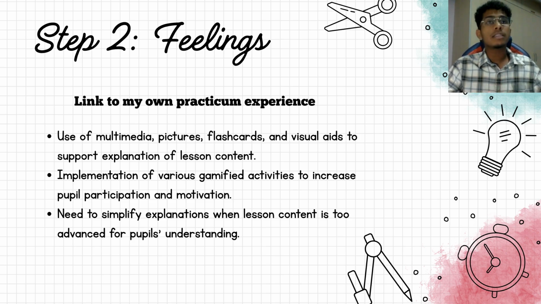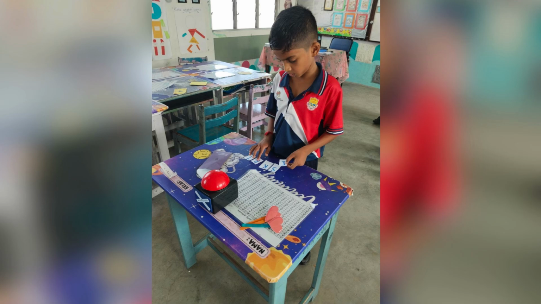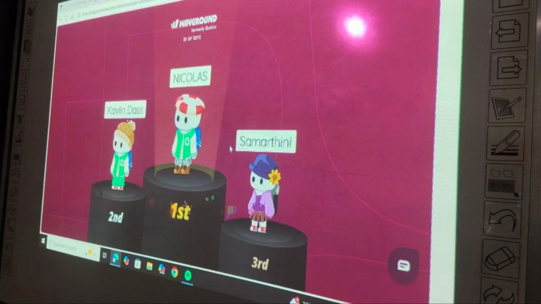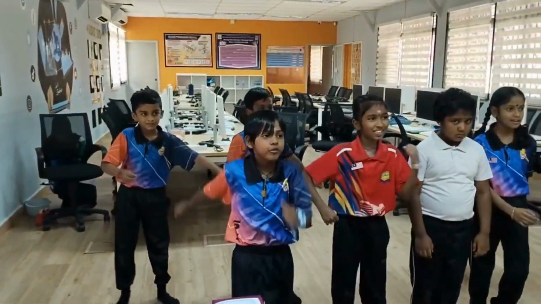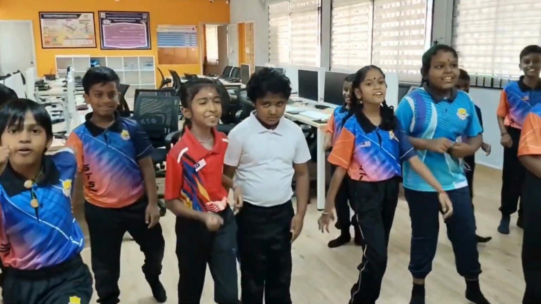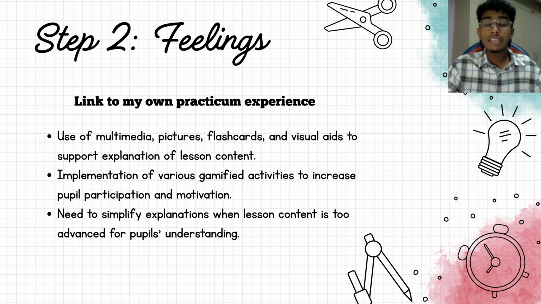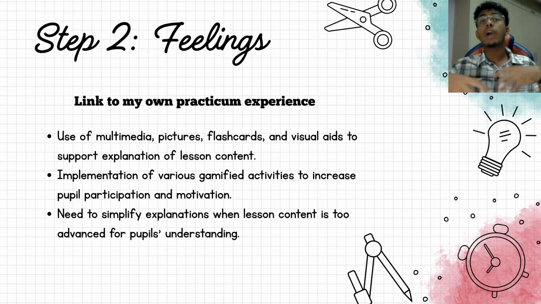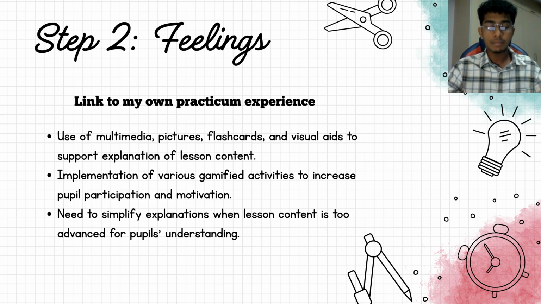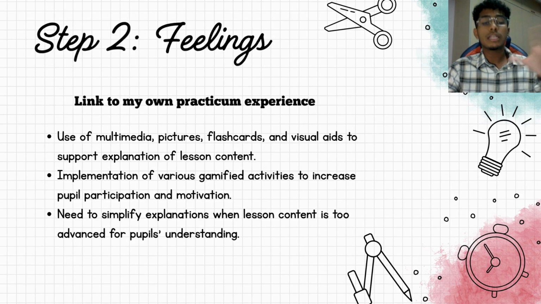In my lessons, I try to experiment with lots of gamified activities that not only keep students engaged in the lesson but also provide them with the knowledge that they are required to learn. And last but not least is the need to simplify explanation when lesson content is too advanced for pupils' understanding. Since I was teaching year 2 and year 6 pupils, the level of their understanding is completely different. So I had to differentiate the way I explain certain content or certain terms to suit their level of understanding. So that is all for step 2.